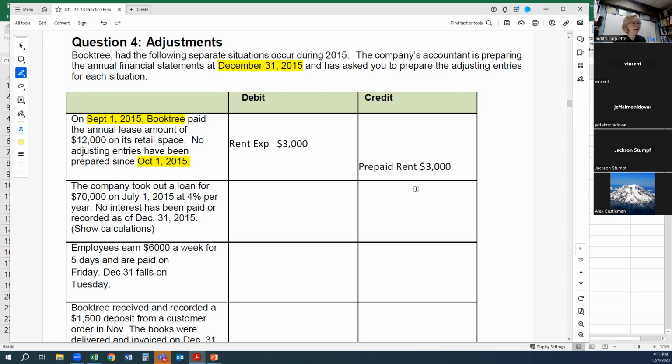So even though they made the annual payment September 1st, they clearly made an adjusting journal entry September 30th. So it sounds like they're doing financial statements every 3 months. So okay, you understand. Okay. All right.